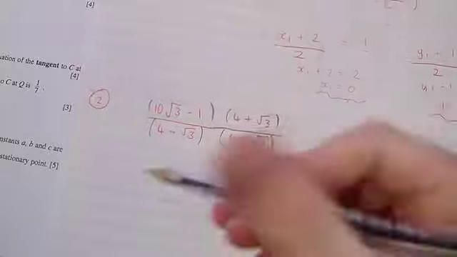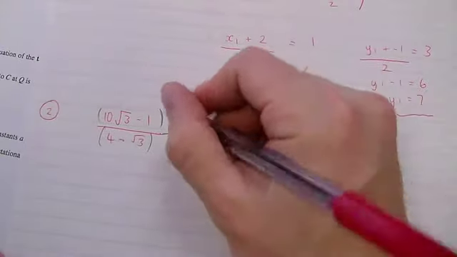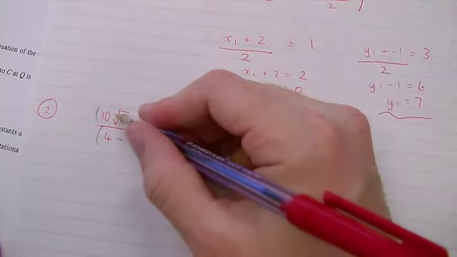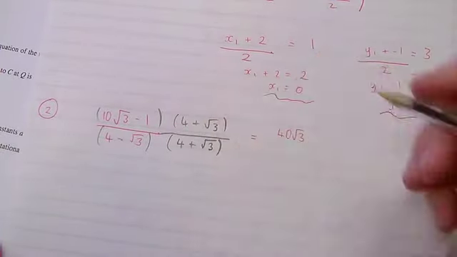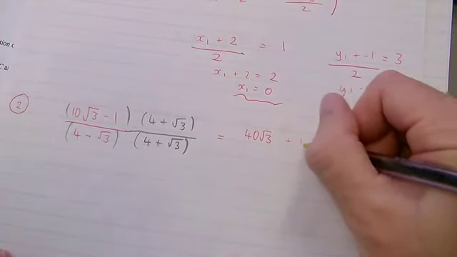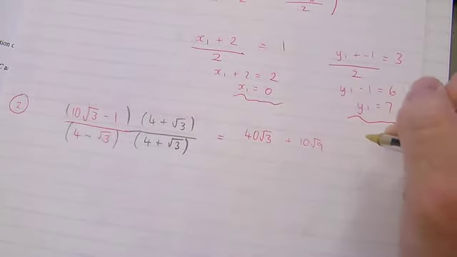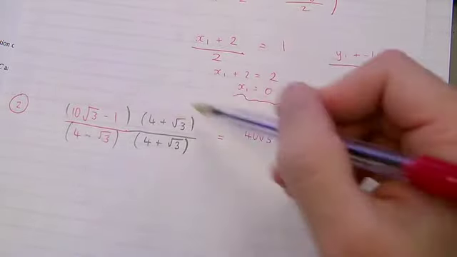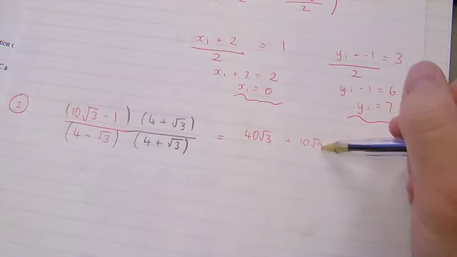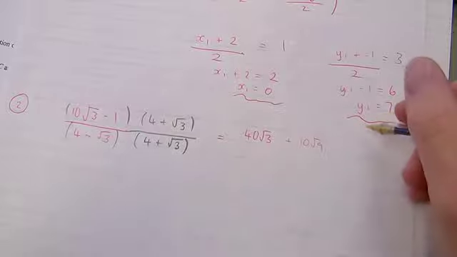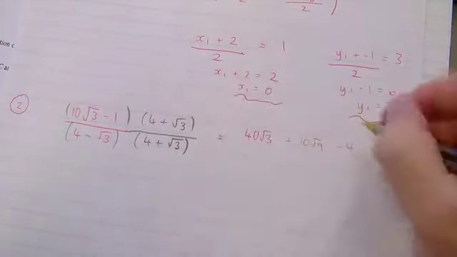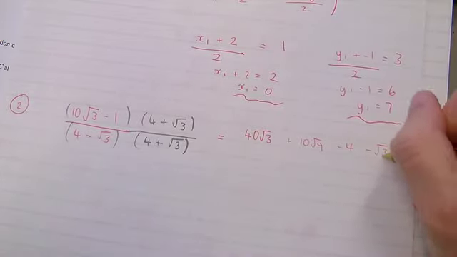Okay, so the first one is going to give me 4 times 10 root 3, which is 40 root 3. And then 10 root 3 times positive root 3, there's a couple of ways of writing it. I'm going to write it as 10 root 9, which eventually I'm going to work out, but you could have said the root 3's times each other are just 3, and then 10 times 3 is 30. I'm going to get the same thing by doing root of 9 is 3, then 3 times 10 is 30. And then minus 1 times 4 is minus 4, and then minus 1 times root 3 is minus root 3.